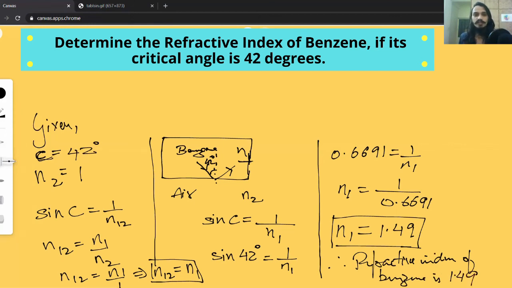So, very simple sum, very easy to do. It's just two formulae. We take the values and assign them. Just keep in mind which one is N1 and which one is N2. One more key point: whenever you use this formula, if you don't want to use 1 by N12, you can directly use N2 by N1. Either way, you'll end up with the same value, because N2 is still 1 over here. So if I use sine C equals N2 by N1, I'll still get 1 by N1. It doesn't make much of a difference whichever formula you use, but it's only handy in situations like this about air.